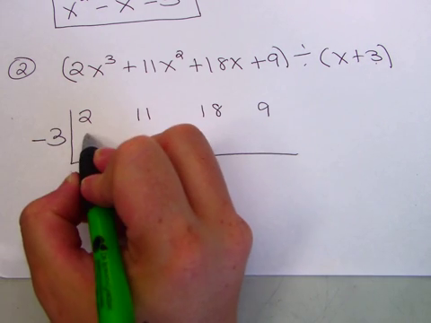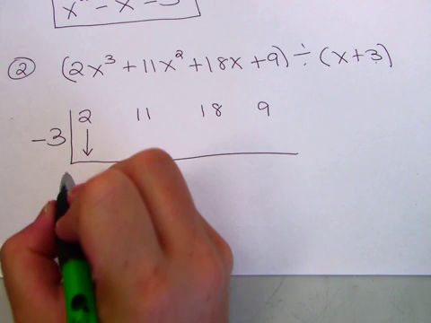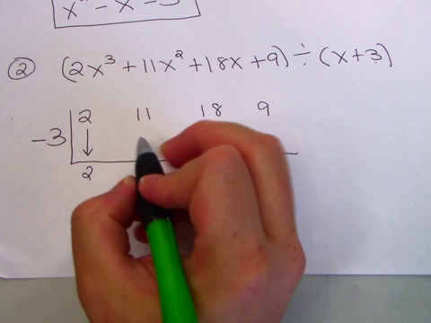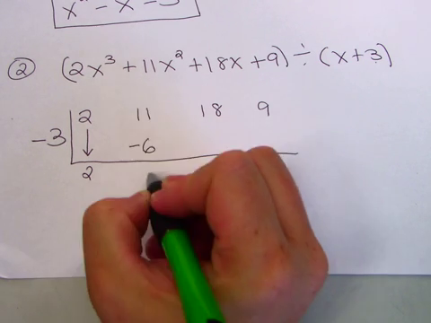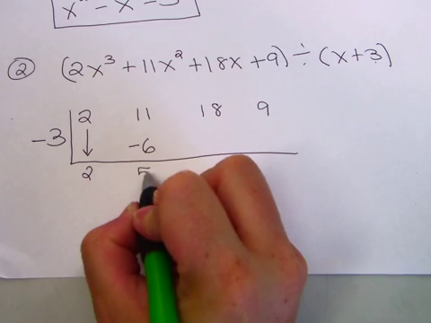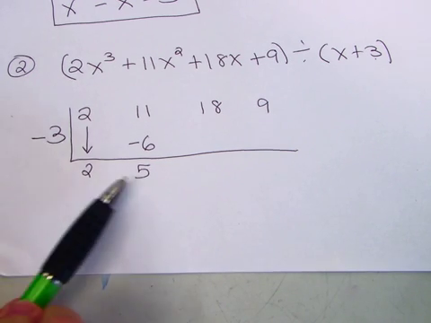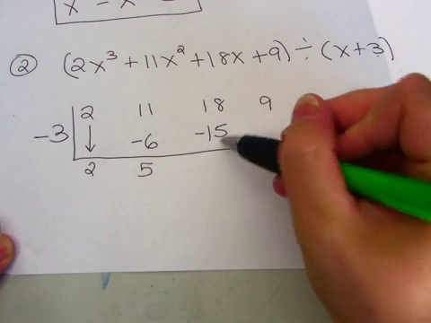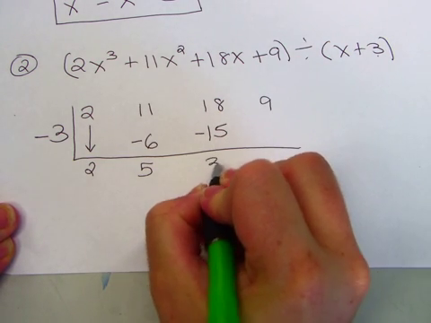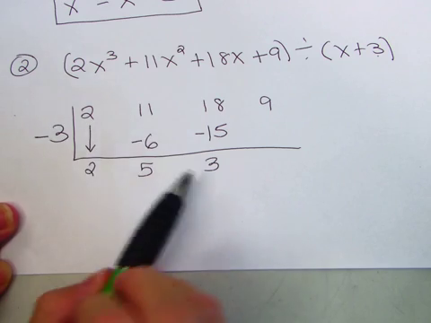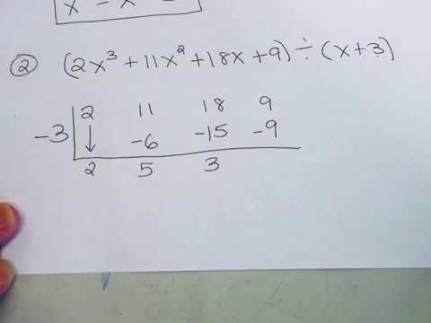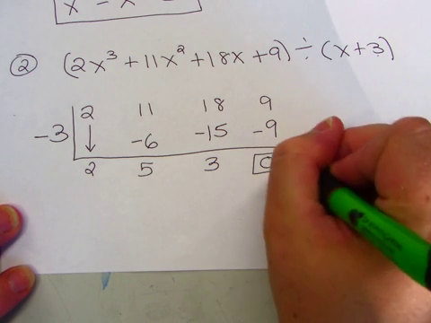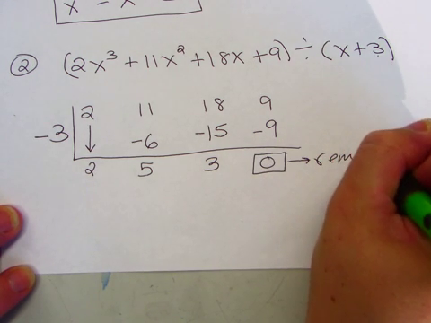Bring down that first term, the 2. Multiply: -3 times 2 is -6. Combine: 11 minus 6 is 5. Repeat. Multiply: -15. Combine: 3. Multiply: -9. Combine: 0. The 0, again, is your remainder.